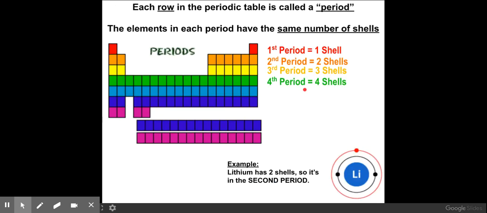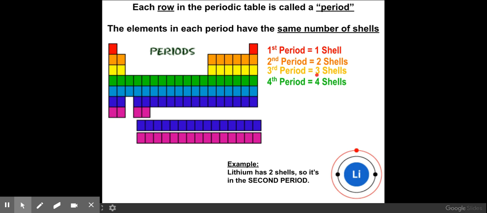Each row in the periodic table is called a period. And so the elements in each period have the same number of shells. So here's a periodic table right here, but with all the writing taken out. Here's the first period, these red ones. And then the orange ones going across this row is the second period, then the third period. So in each period or row, those elements have the same number of shells.